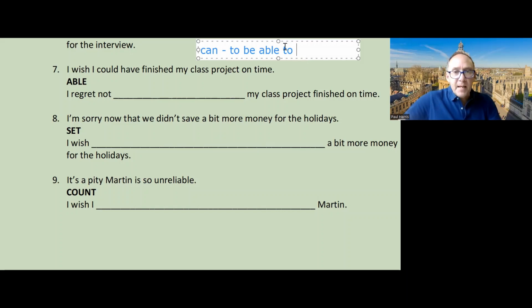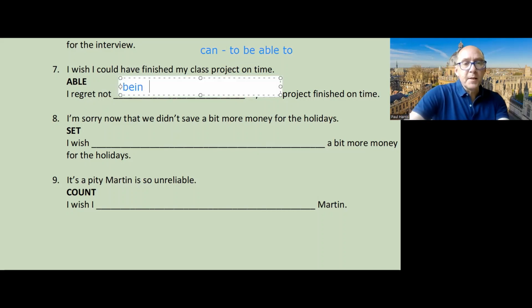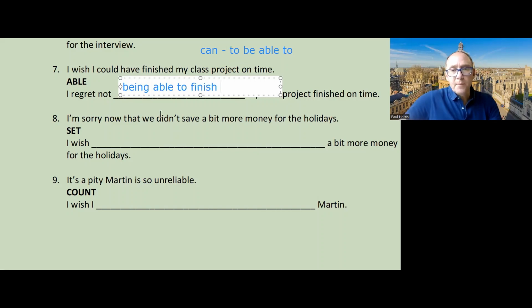So maybe this part of the verb here is going to be important. We know again that because of the way the sentence is structured, this part is going to be negative. So let's see what we can write. I regret not being able to finish my class project on time.